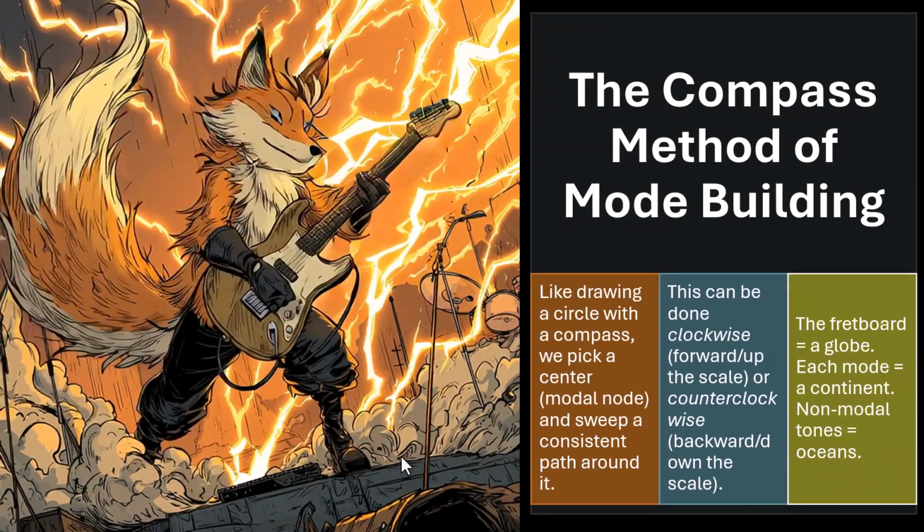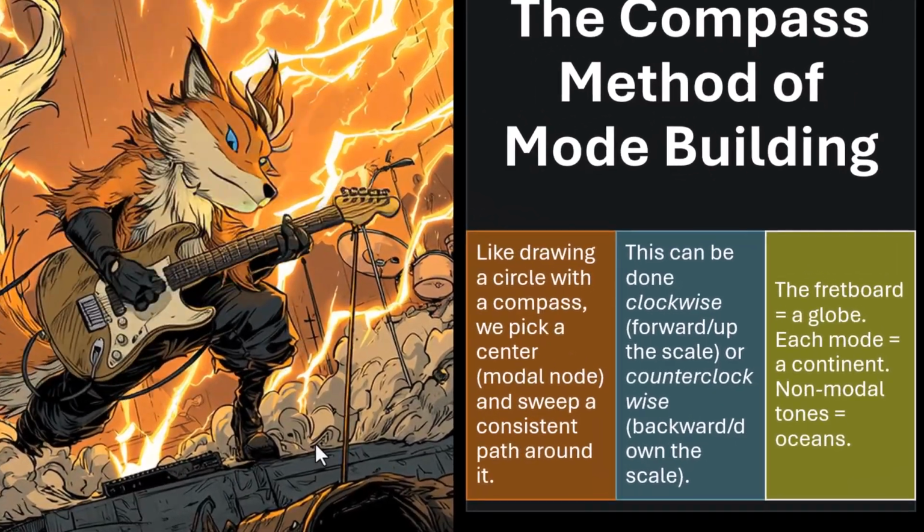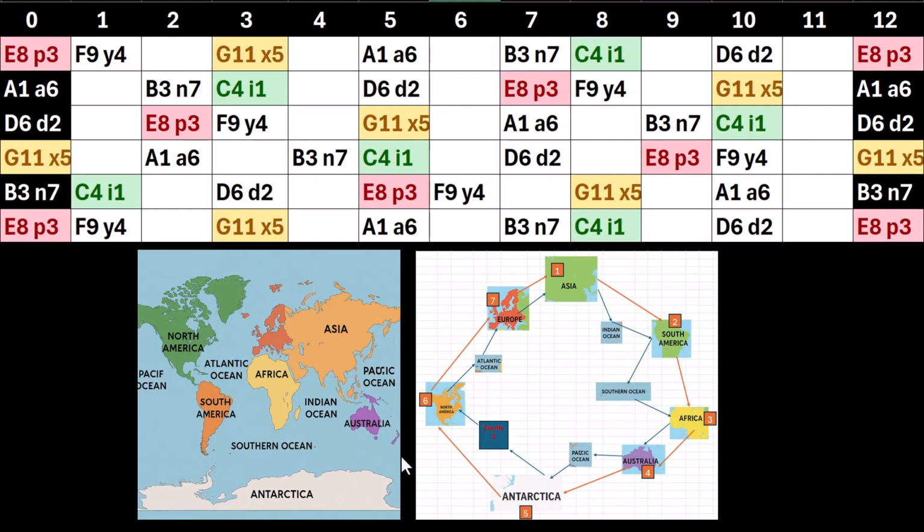So the fretboard equals the globe. Each mode equals a continent. Non-modal tones equal oceans. That's going to be our layout. So we're memorizing or visualizing the fretboard, typically using the collection of notes around C major, but remembering that the same relative positions work just like copying and pasting the entire shape for all 12 collections of 7 notes.